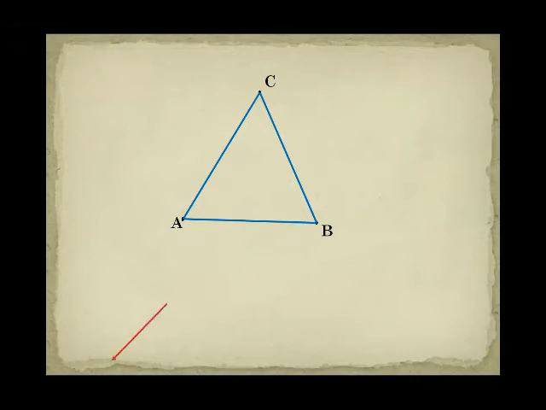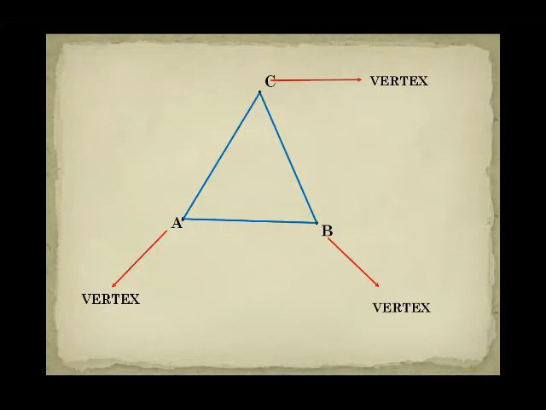Here are 3 points, point A, point B, and point C. If we join these points with line segments, just like that, point A to B and point B to C, and again from point A to C, this becomes a triangle. It means that if we join 3 non-collinear points in a plane with line segments, this is called a triangle. Now these points are called the vertices of a triangle. These are the vertices of the triangle, and these ABC are the vertices of the triangle.